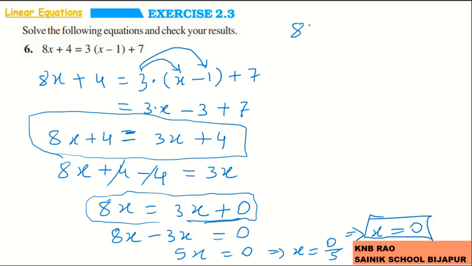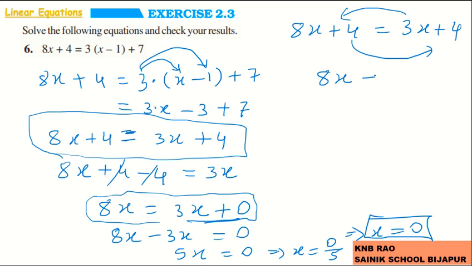Once again, I am showing you 8x plus 4 equals 3x plus 4. We take all the variable terms on one side and all the numerical terms on the other side. So 8x minus 3x equals 4 minus 4. 4 minus 4 is 0. 8x minus 3x is 5x.